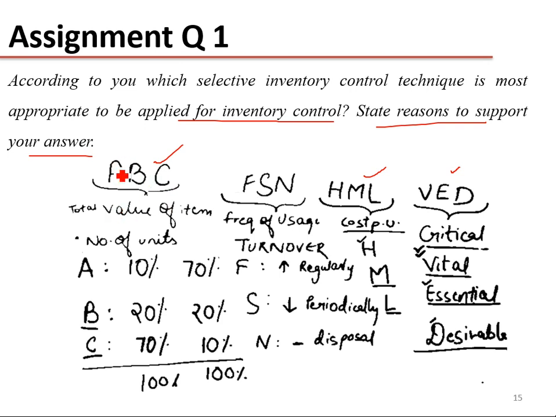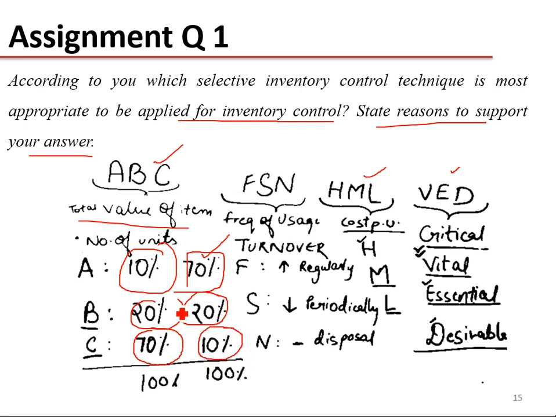In the case of ABC, items are generally classified into categories A, B, and C based on value and consumption. Category A has high value but very low consumption. In B, the consumption and the value are almost similar. In C, the consumption is very high but the value is very low. So we generally segregate the items based on their value or importance.